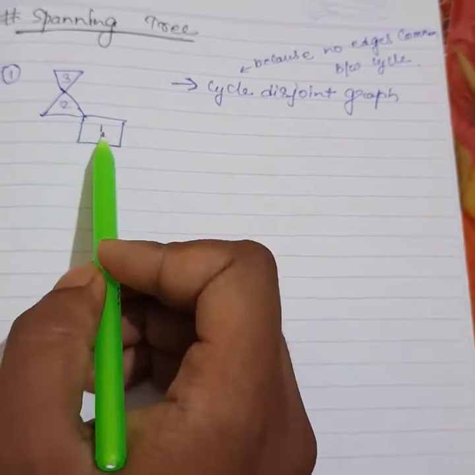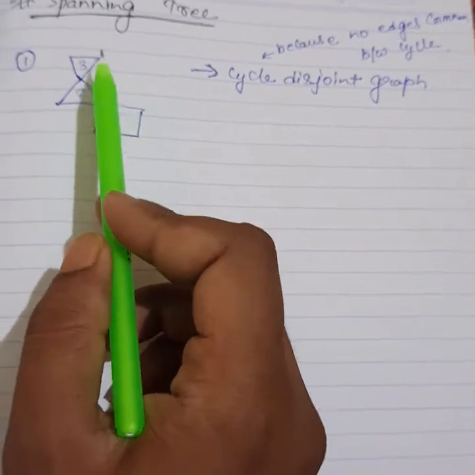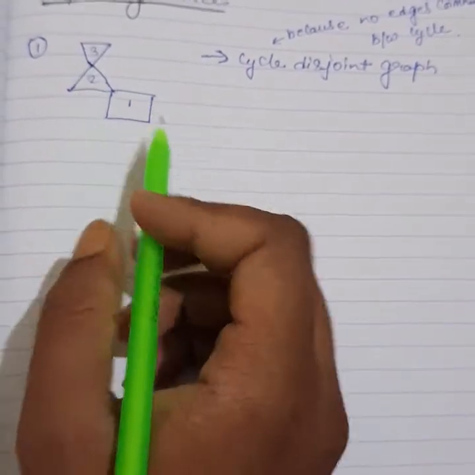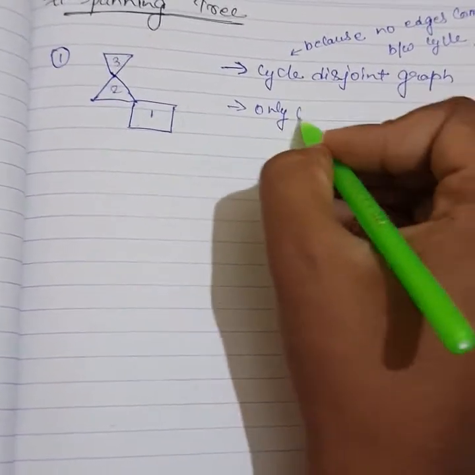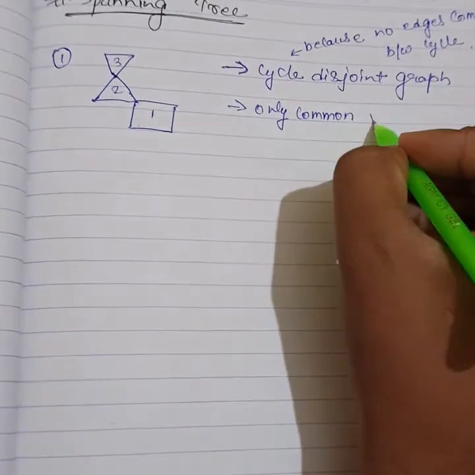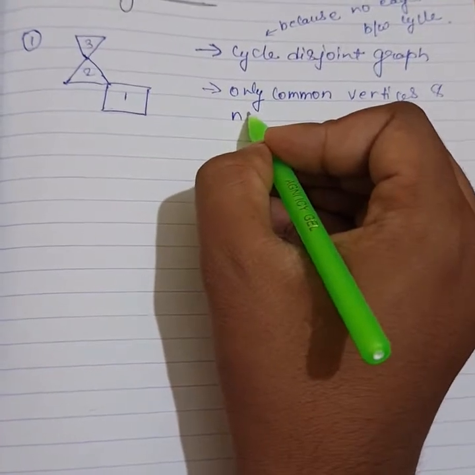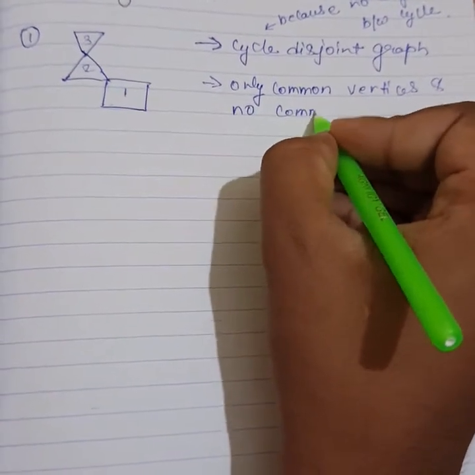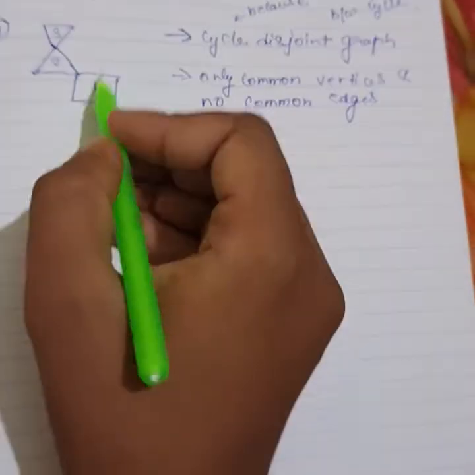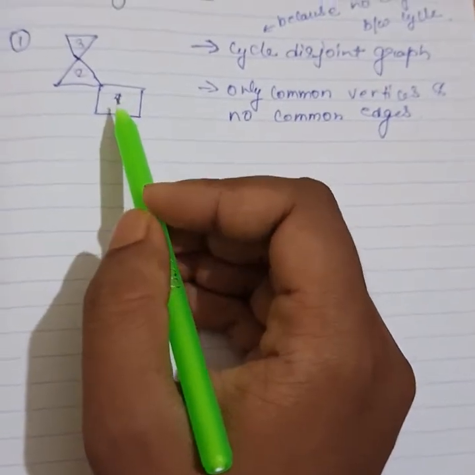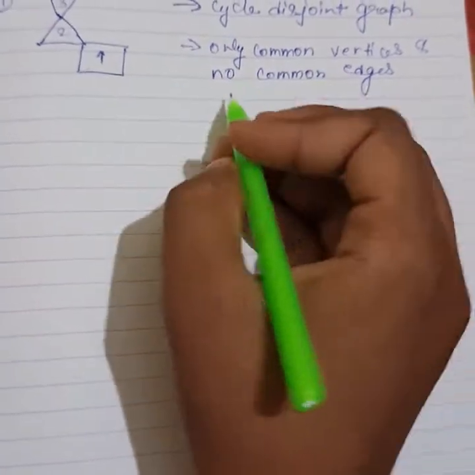These are the cycles. In this graph there are 3 cycles, first, second and third, and there are no common edges between these cycles. So we can also write there are only common vertices and no common edges. Now we have to calculate the number of spanning trees possible.